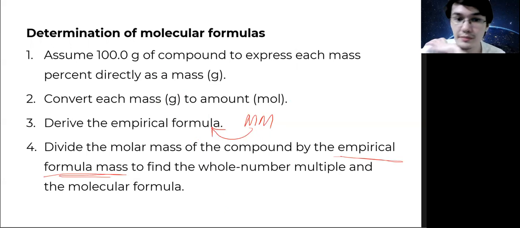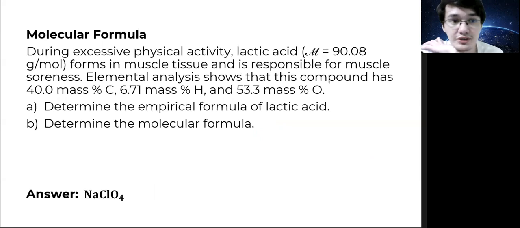So we use an example. During excessive physical activity, lactic acid forms in muscle tissue and is responsible for muscle soreness. Elemental analysis shows that this compound has 40% mass percent carbon, 6.71 mass percent hydrogen, and 53.3 mass percent oxygen. Determine the empirical formula of lactic acid and determine the molecular formula.